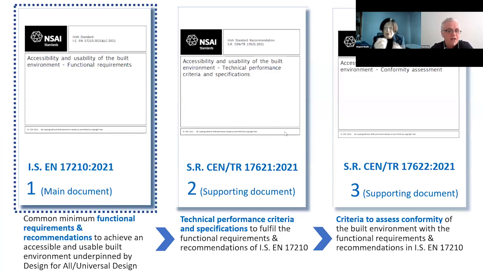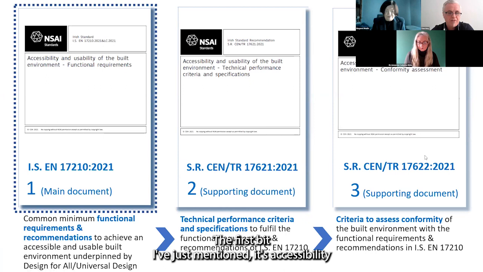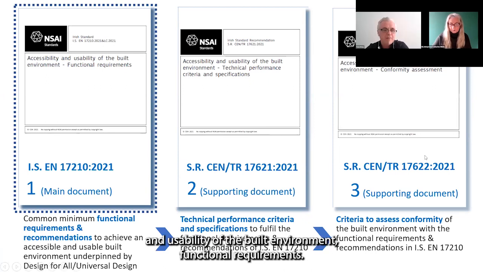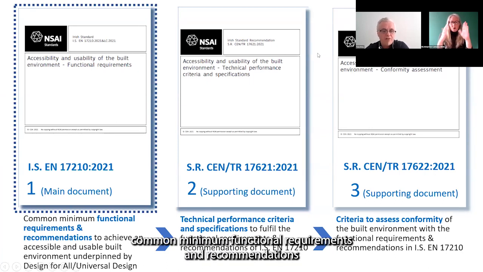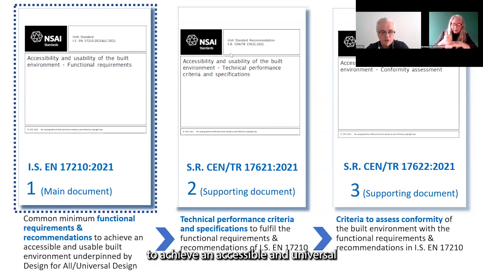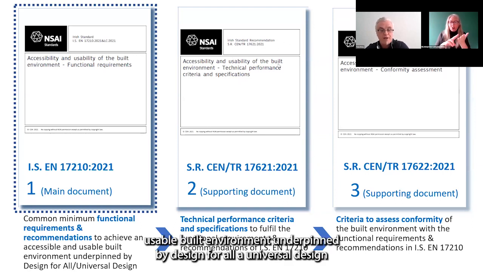Yeah, and there's essentially 3 parts to this. The first bit I've just mentioned. It's accessibility and usability of the built environment, functional requirements. And this is the main document, and this sets out common minimum functional requirements and recommendations to achieve an accessible and universal, accessible and usable built environment underpinned by Design for All, or universal design approach.